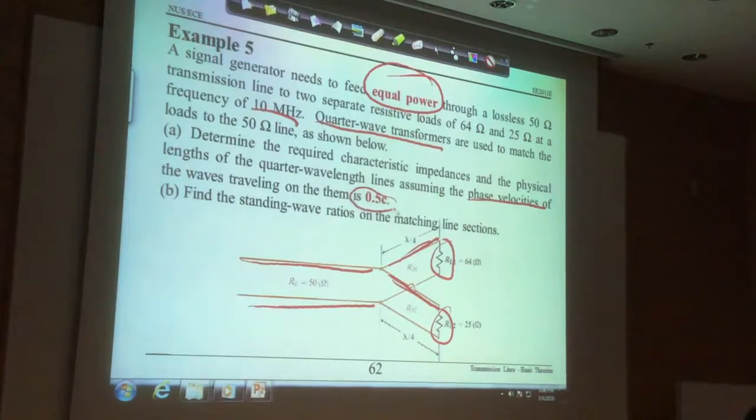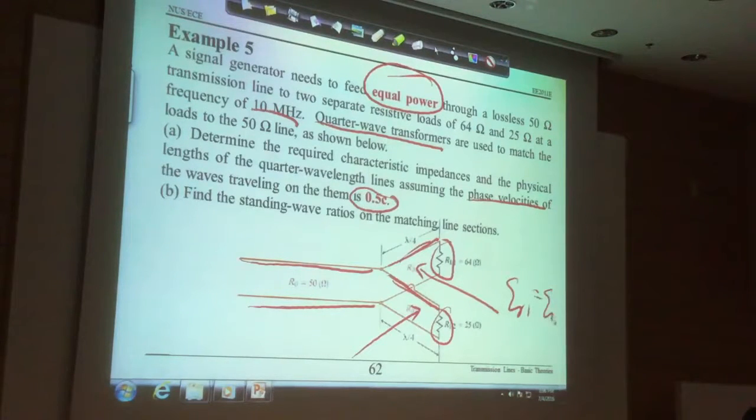This is now 0.5 C. 0.5 C means epsilon R. Epsilon R1 and epsilon R2 means epsilon R. This 1, this 2, both are equal to 4, right? This will affect the physical length and the wavelength, the quarter wavelength, right? Finally, you still need to give the physical length, right?